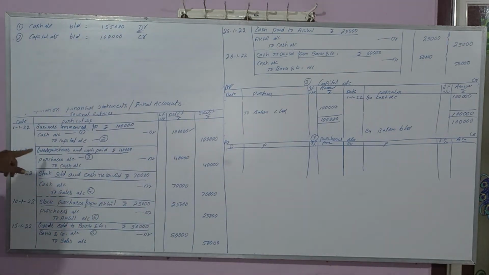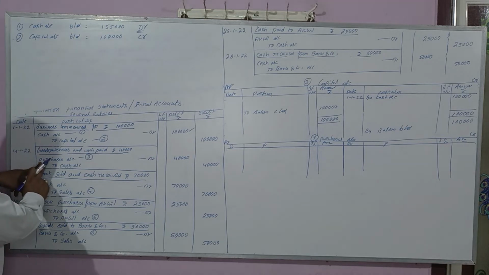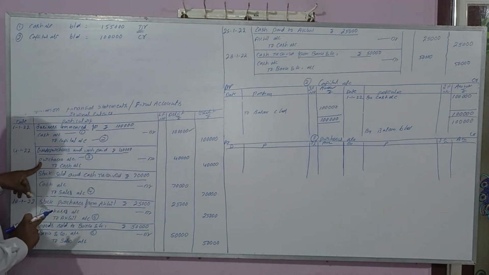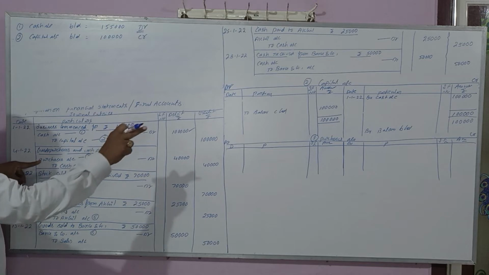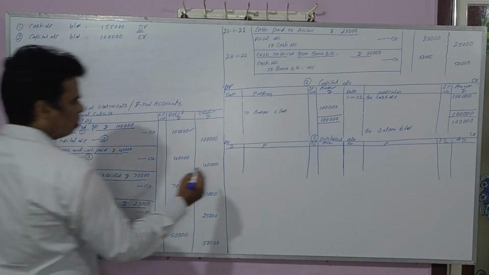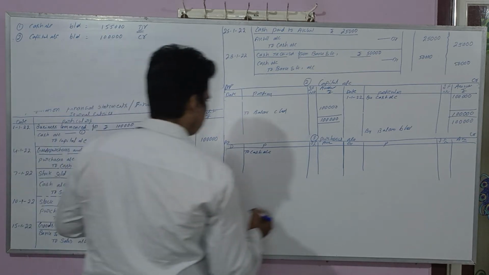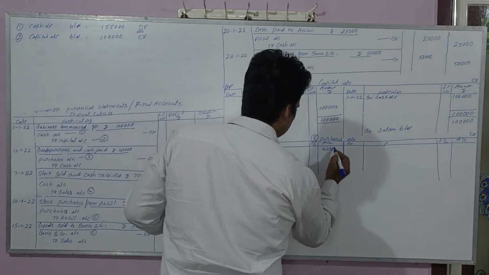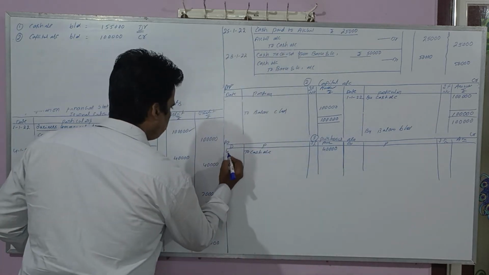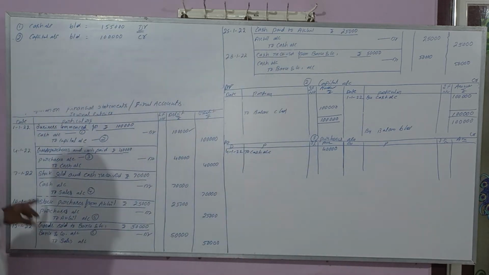First of all, in the first entry, there is no purchase concept. In the second entry, the purchase concept is there. You should place it at the debit side. Purchase is debit, entered into debit, and write to cash account. So, to cash account, the amount is 40,000. Date 4/1/22.